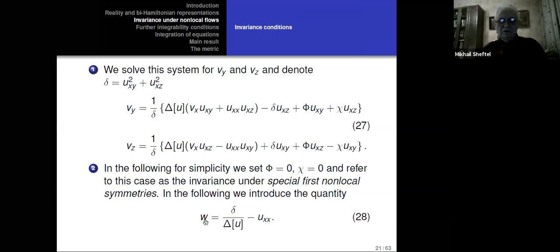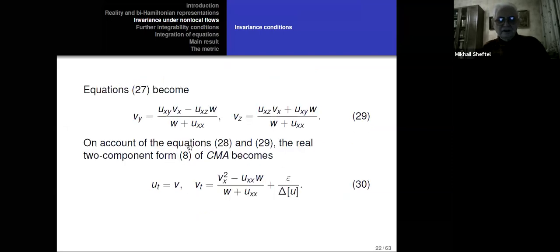Now, we introduce some quantity W, which is probably not obvious at first sight. But the reason is that first I tried the ansatz W equal to 0. What is called here W just should vanish. But after long calculations, it leads to symmetry reduction. Therefore, instead, I introduce W not requiring it to vanish. The equations simplify in terms of W, and the two-component form of the complex Monge-Ampere equation becomes like this, equation 30.